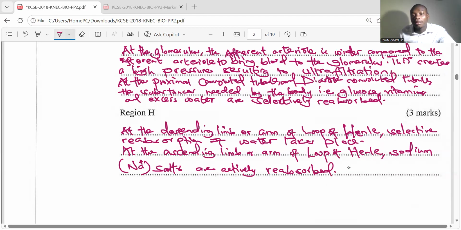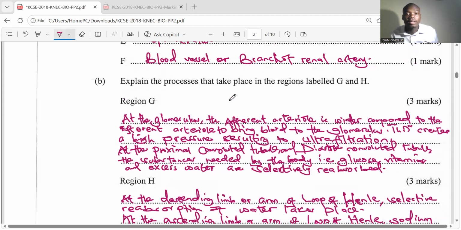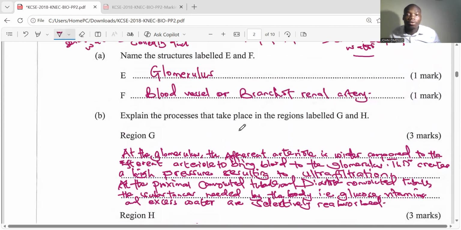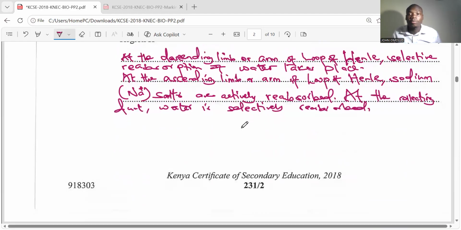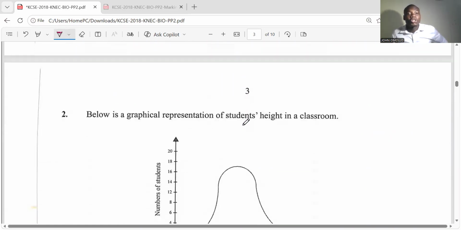Full stop. Again, at the collecting duct, comma, water is selectively reabsorbed. Full stop. So those are the three activities, the processes that take place at those particular points. And that earns you how many marks? 6 marks for free. Question 2.